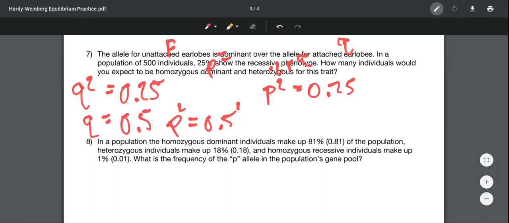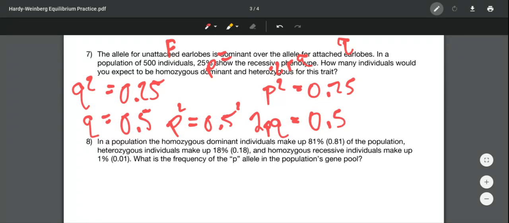And 2PQ, or heterozygous, would be 2 times 0.5 times 0.5, which is 0.5. Sorry. But now I want to know how many individuals that is.